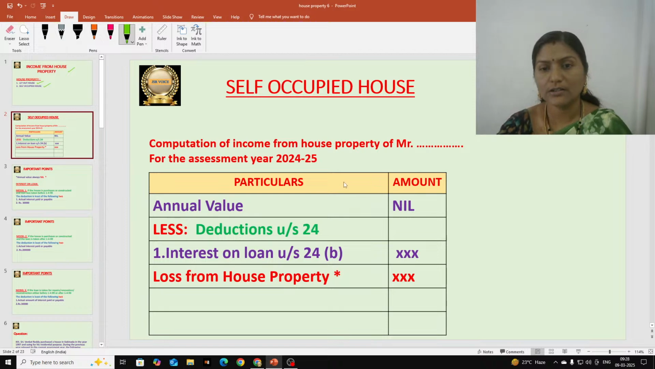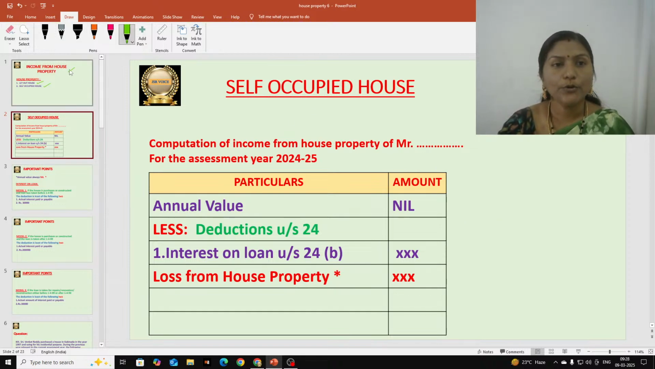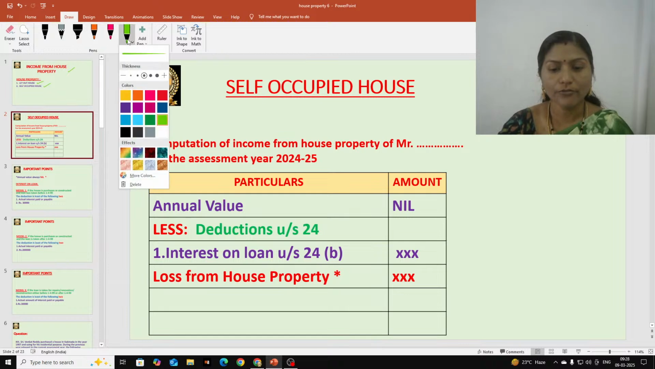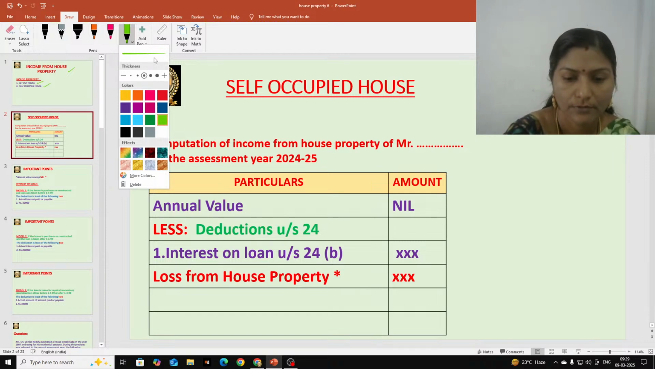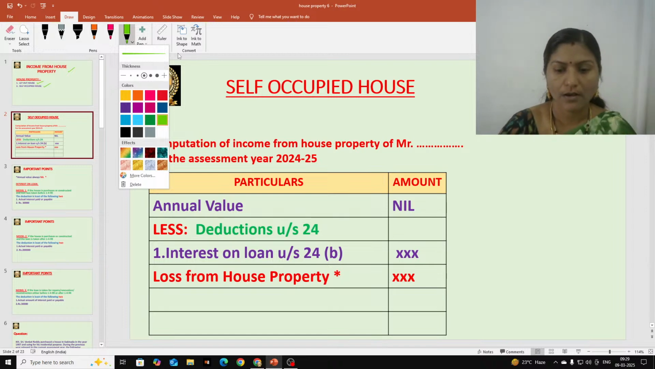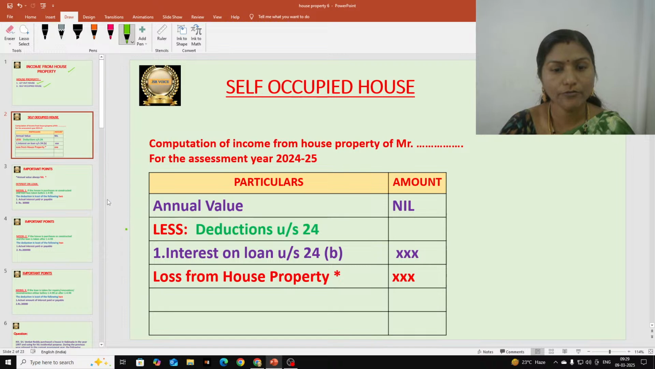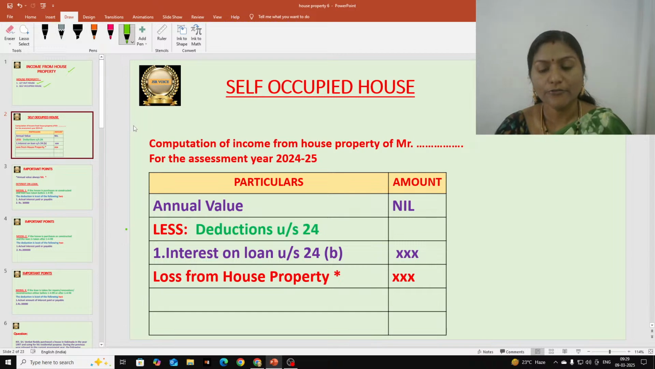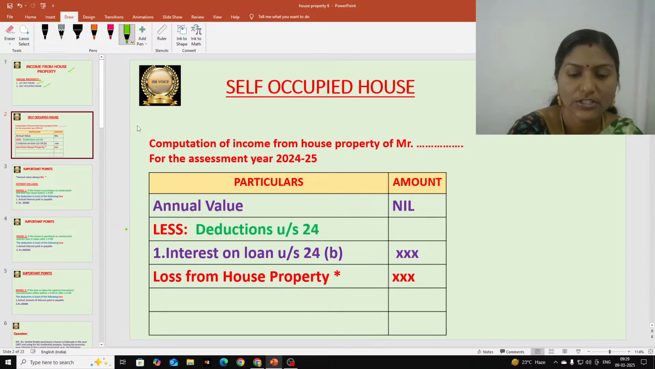We should draw these columns, particulars and amount. And on the top we should always give the heading. What heading should we give? Computation of income from house property of Mr. and the name of the assessee should be recorded there. So: computation of income from house property of Mr.